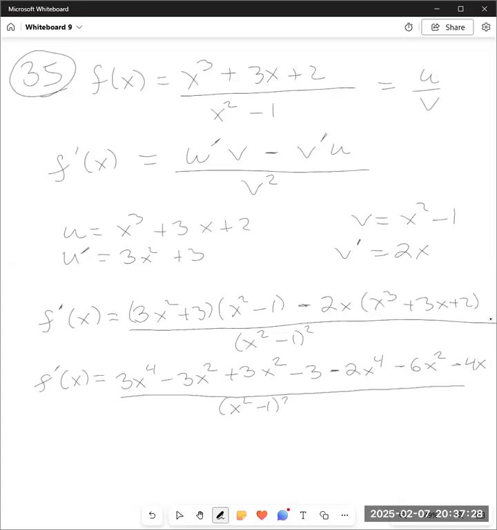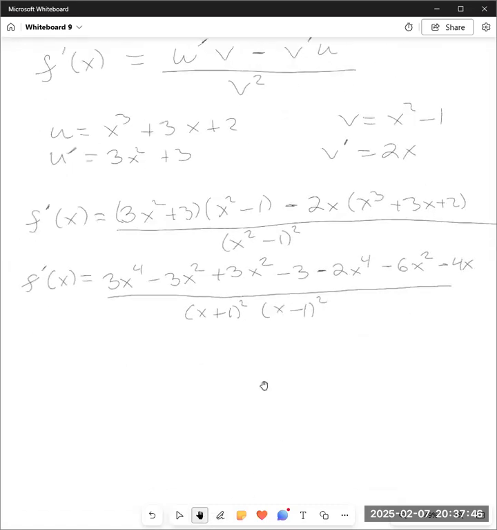Hopefully one or more of the... I'll actually write this as x plus 1 squared times x minus 1 squared, because x squared minus 1 factors. Hopefully some x plus 1s or x minus 1s or both show up in the numerator where something can cancel.